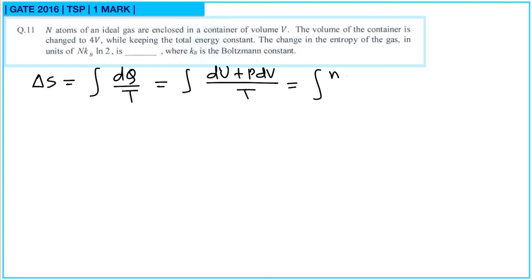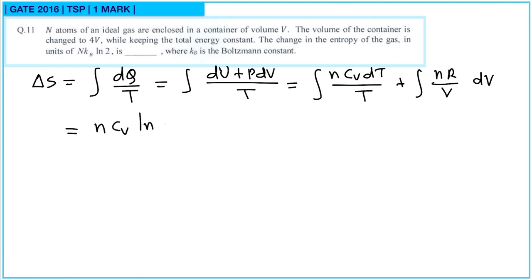Now dU is equal to n Cv dT upon T plus we have P by T. Now P by T can be written as nR by V from ideal gas equation into dV. So here this is 1 upon T integration of 1 upon T dT. So that is n Cv ln of Tf by Ti. Similarly, this will be nR ln of Vf by Vi. So this is delta S.